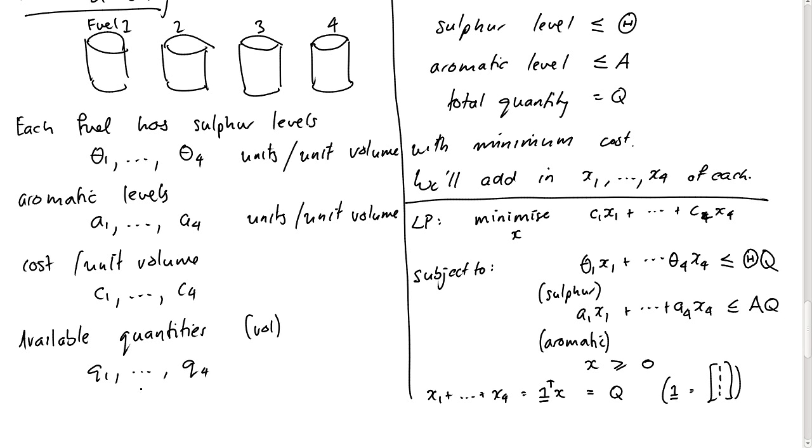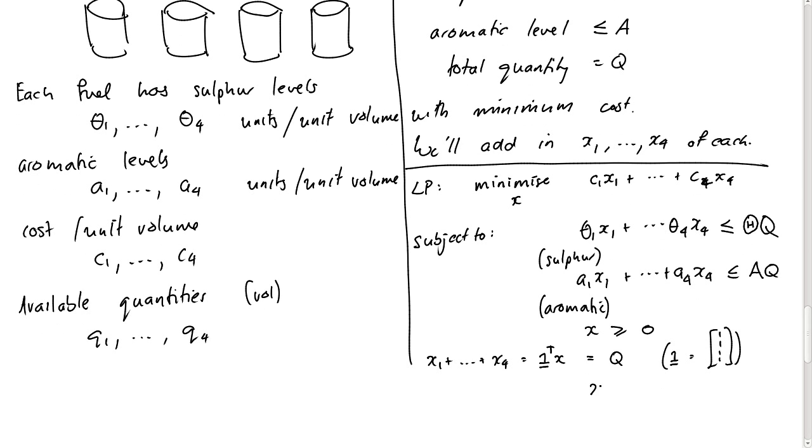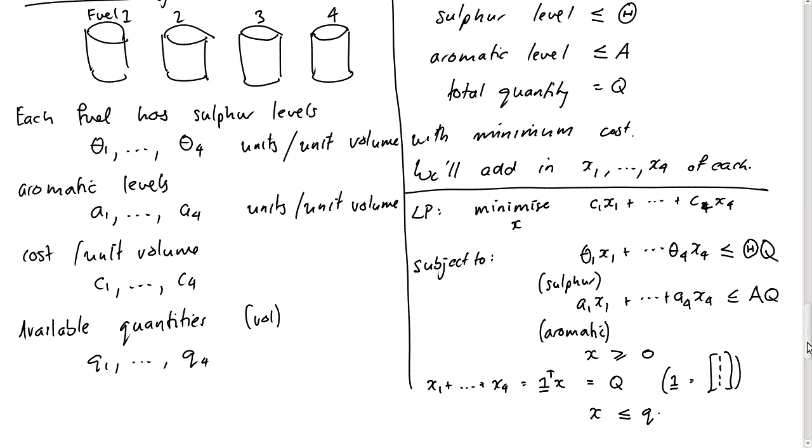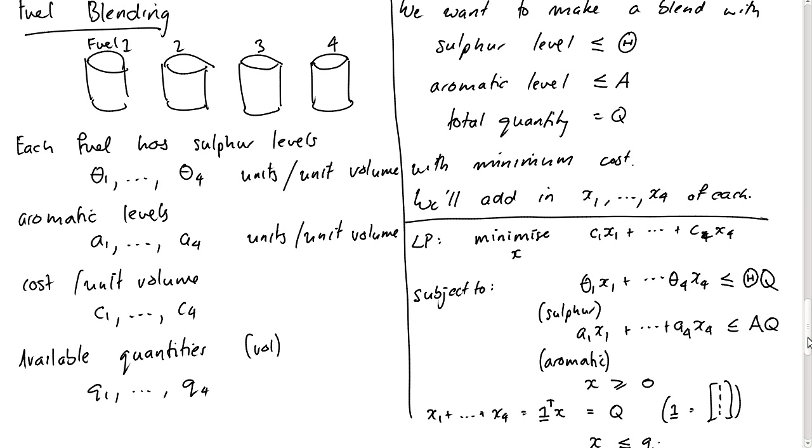And finally, I can't exceed the amount I have available, so each component of x has to be less than or equal to each corresponding component of Q. There we go. So once again, I have a linear program.